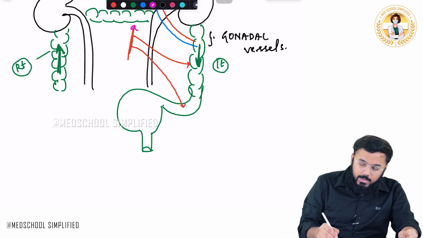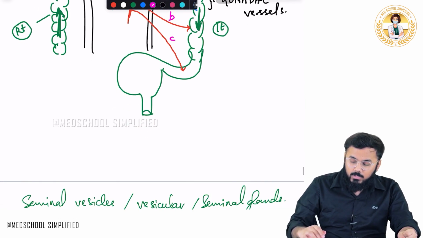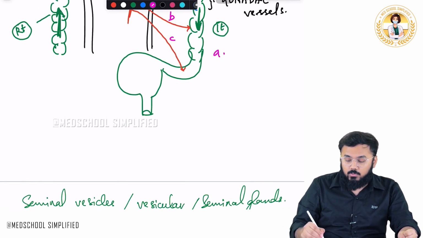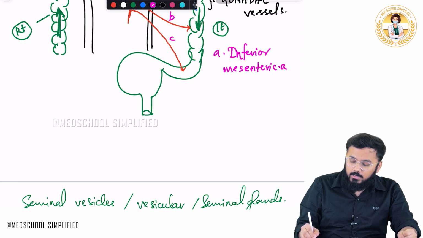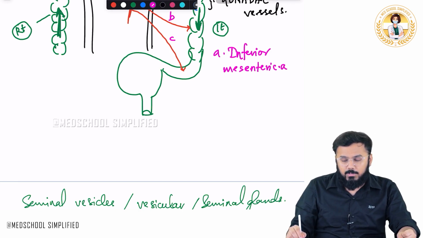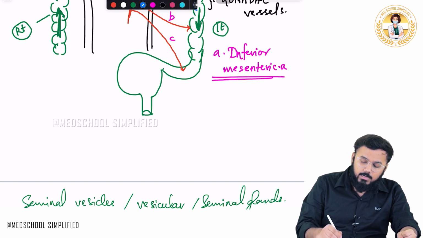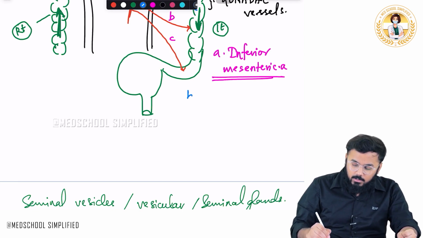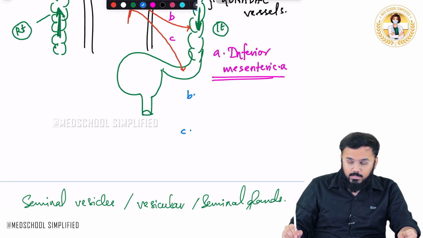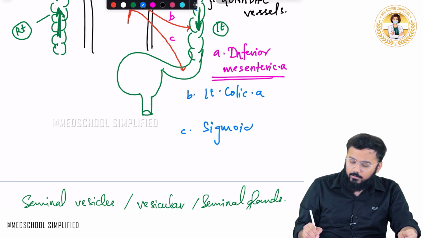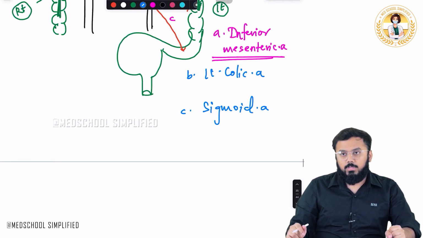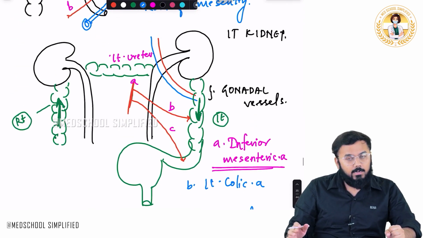So, what are the arteries A, B and C? What is the artery A over here? A stands for what? Inferior mesenteric artery. A is the inferior mesenteric artery. Now, this inferior mesenteric artery has two branches. One is called B, another one is called C. B is your left colic artery and C is your sigmoid artery. These are the structures that form the anterior relations, right?